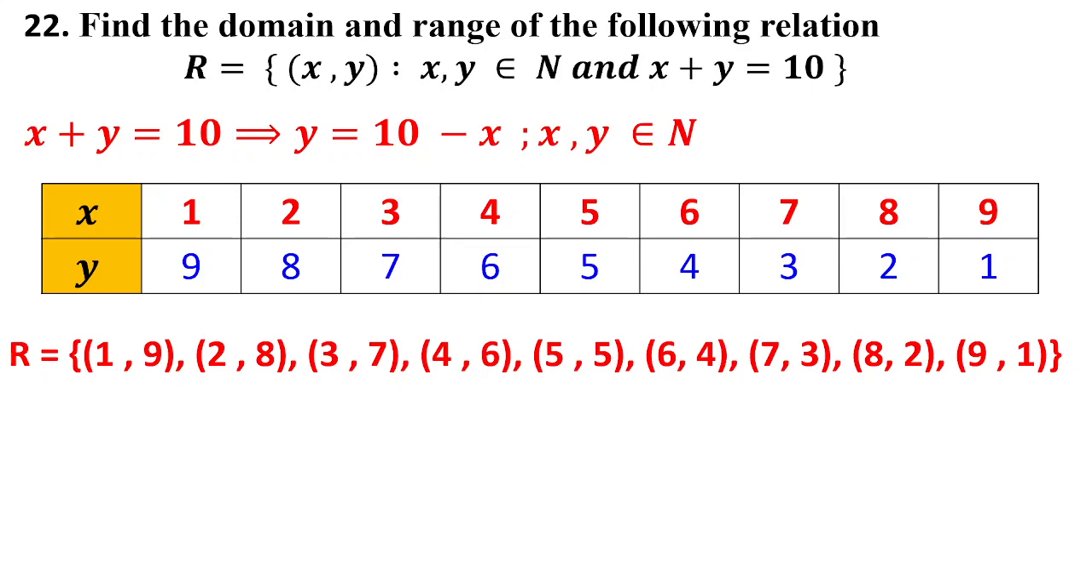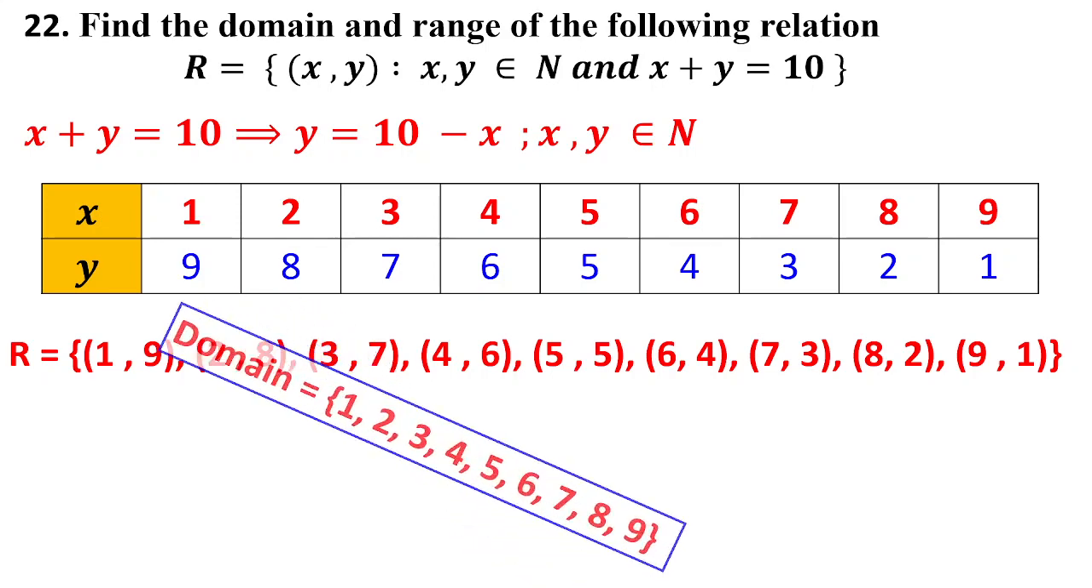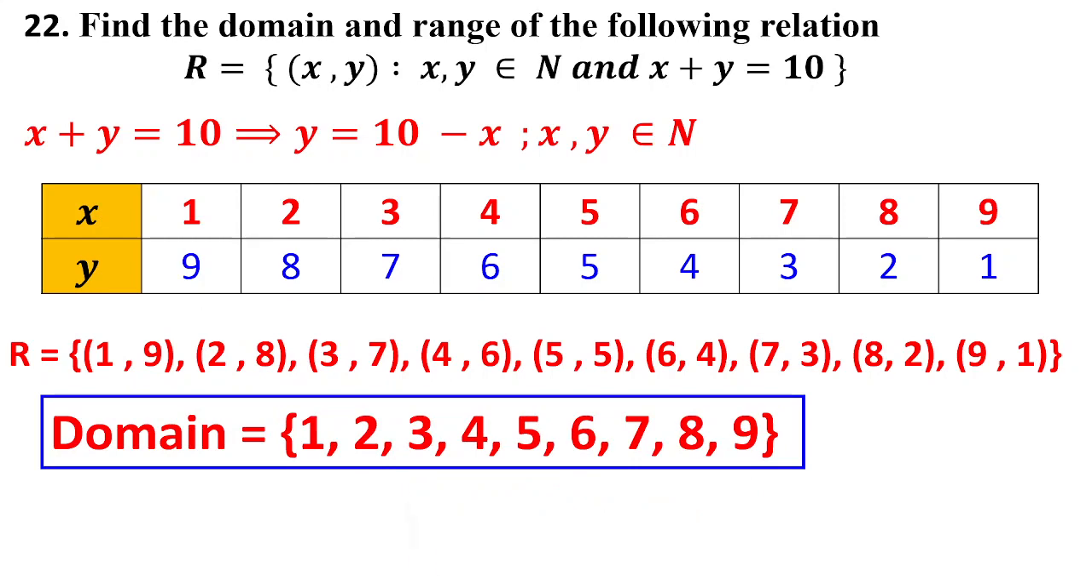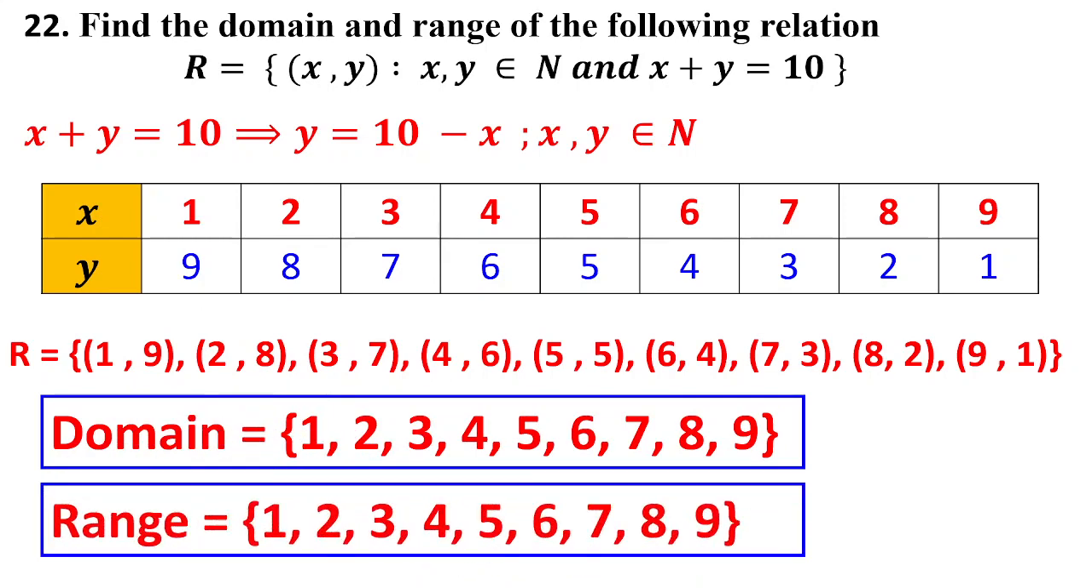The elements which are there in the first position, that is 1, 2, 3, 4, 5, 6, 7, 8, 9, will become the domain. And their images, the collection of all images, 1, 2, 3, 4, 5, 6, 7, 8, 9, are the range. Therefore, these are the domain and the range for the given relation.